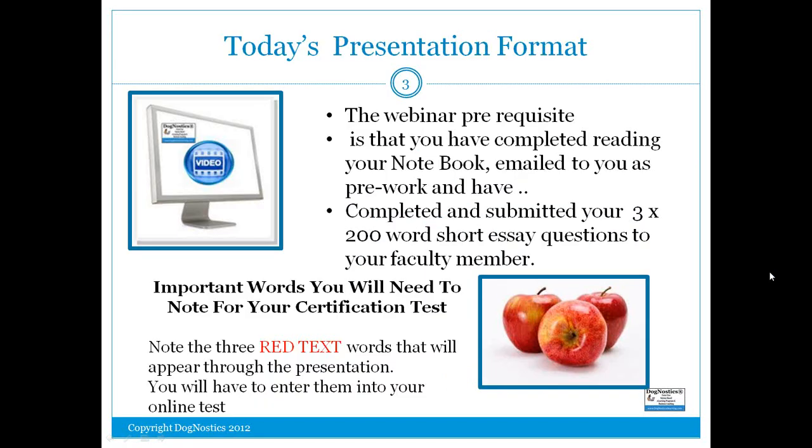We do have prerequisite homework that you guys have completed, and I thank you for that. There's also going to be, throughout this presentation, some words that are in red text on some of the slides. Make sure you make note of which words those are because you will need them later. It's just to verify that you attended the whole presentation.